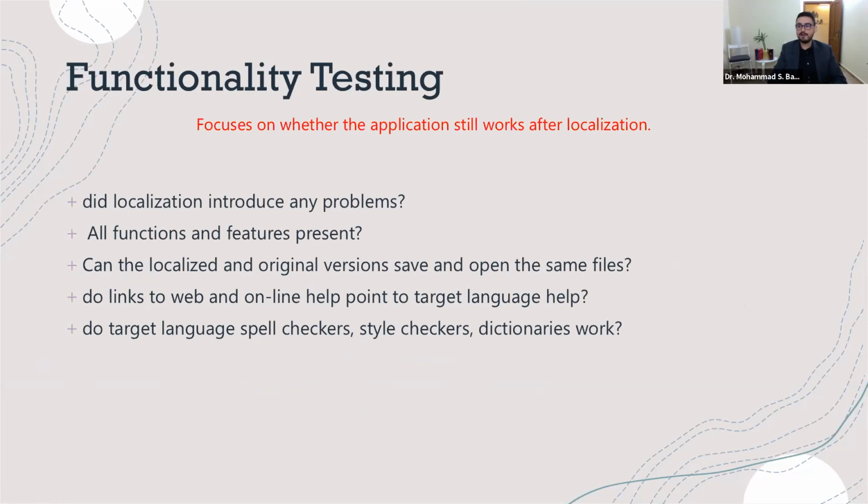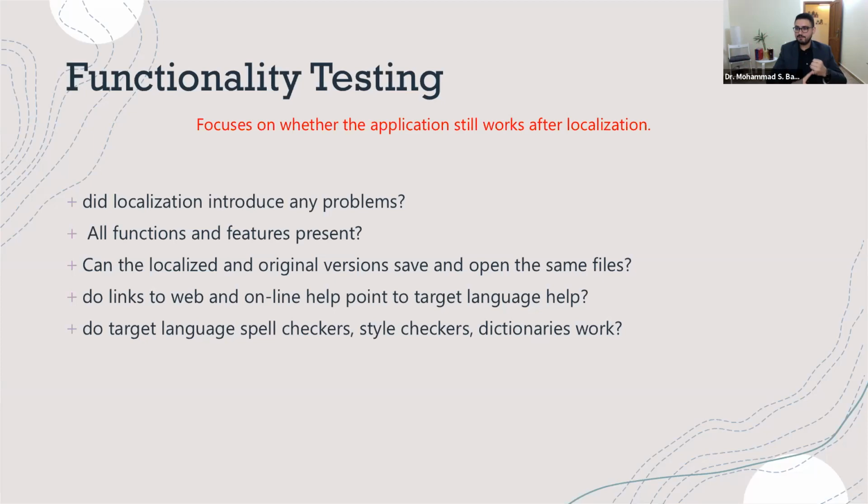Again, this is very important because, as I mentioned earlier, sometimes you delete one letter or even a space in a software code and you will get bugs in your software application target language, and the software application will not open or will not function properly in the target language. Functionality testing focuses on whether the application still works after localization. So you have to basically install the target software, use it, use every function in it to make sure that the localization process did not introduce any problems and all functions and features are present.